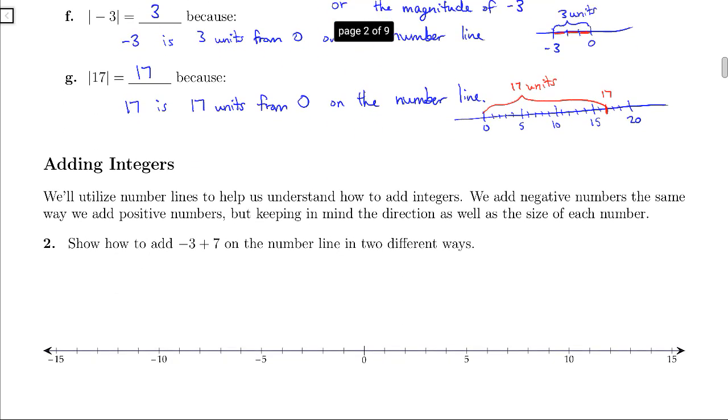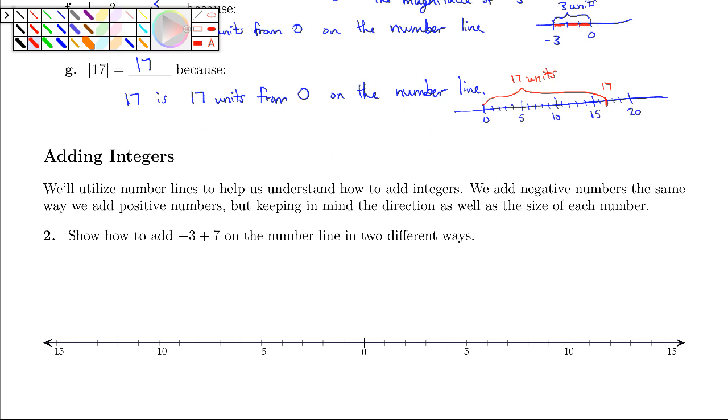Okay, so I'm going to go ahead and make a separate video for the adding and subtracting of integers.